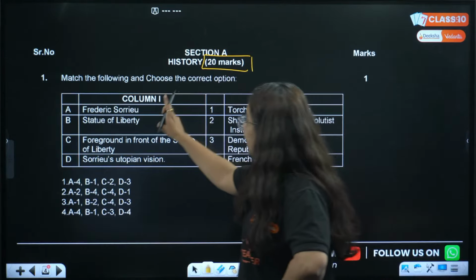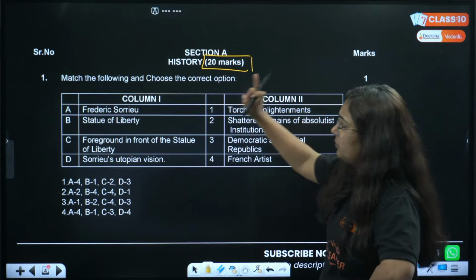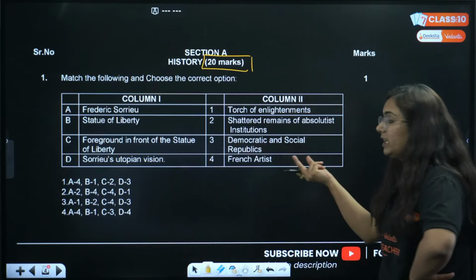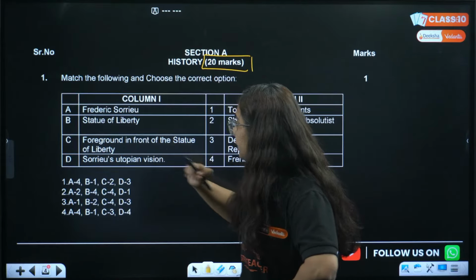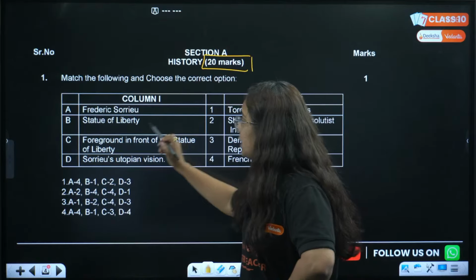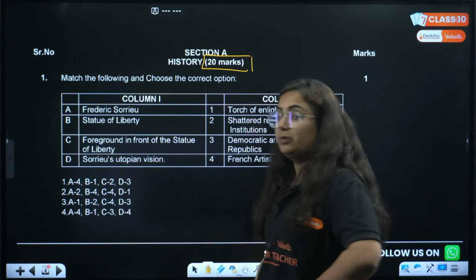So, column 1 and column 2. Column 1 deals with the names of individuals. You have to match them with their associated meaning. Like Frederick Sorrow, Statue of Liberty, foreground in the front of Statue of Liberty, Sorrow, utopian vision. In this match type of question, you need to read it first. Pay attention.